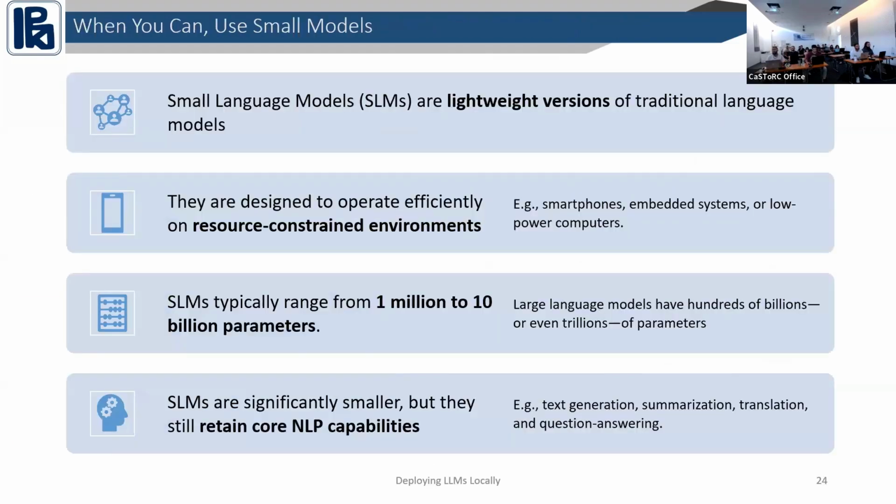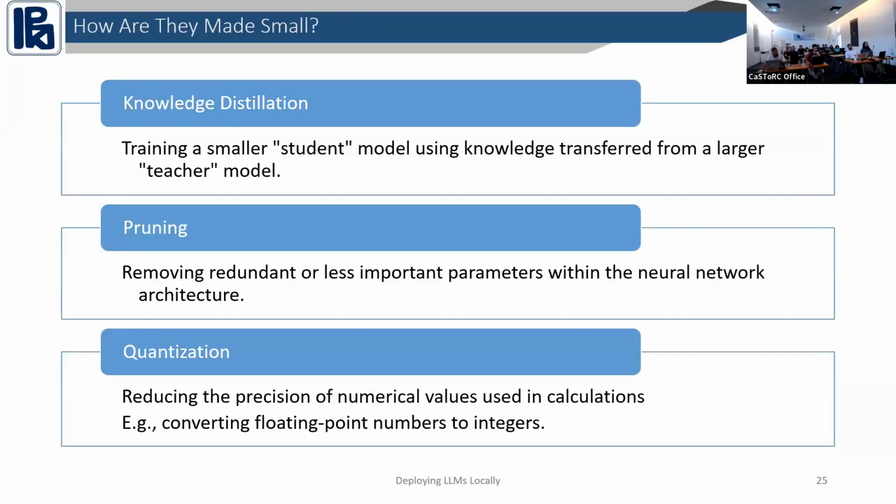And then you can also use small models. So we're talking about large language models, but you can also have lightweight versions of these traditional models. And these are designed to operate efficiently in resource-constrained environments, right? So either smartphones, embedded systems, and so on. And these are much smaller than the typical foundation models. And the idea is that they still retain their core natural language processing capabilities. So you can still use them for text generation, summarization, translation, Q&A, and so on. And there are many methods of doing that.